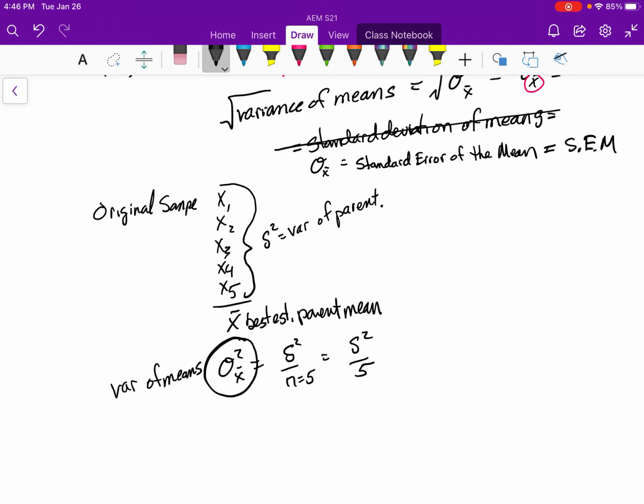And now that I have the variance of means, what I will want to do is find the standard error of the means, which is the standard deviation of the mean. I'm just going to take the square root. Take the square root of the variance of the means, which will equal the standard deviation of the means.